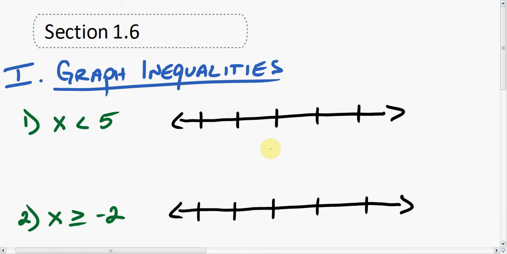This is section 1.6, part 1. We're going to look at graphing inequalities on a number line. So we're going to look at 4 different problems here. We're going to start out with number 1.